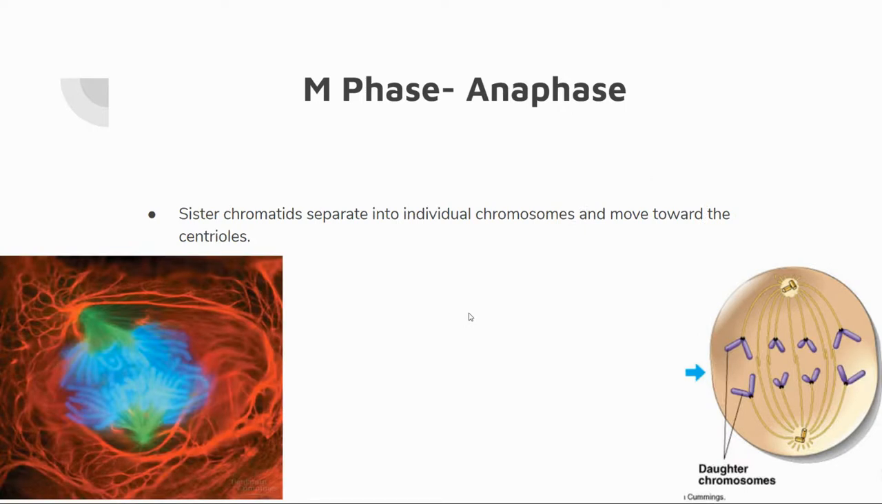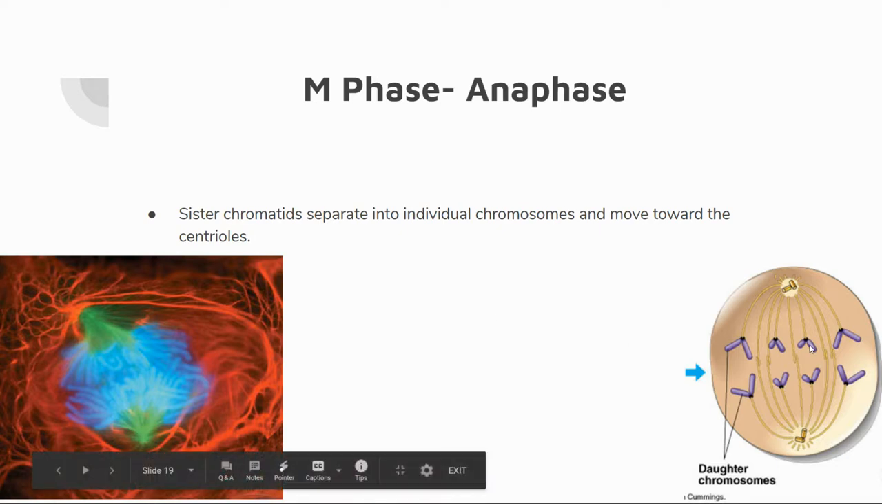Anaphase. Sister chromatids will separate into individual chromosomes and move toward the centromeres. So the spindle fibers are going to act as tow ropes and pull the chromosomes to opposite ends of the cell towards the centromeres that are at the poles. So if we look here at the live picture, we're beginning to see that happen. We can see a separation happening across the center of the cell.